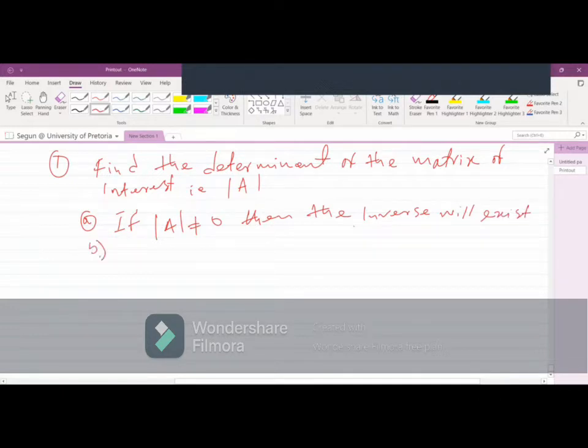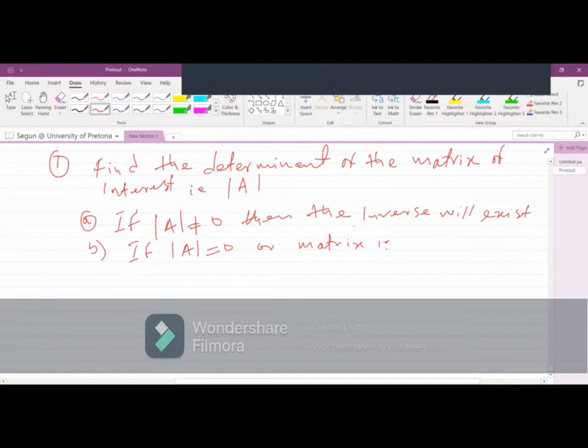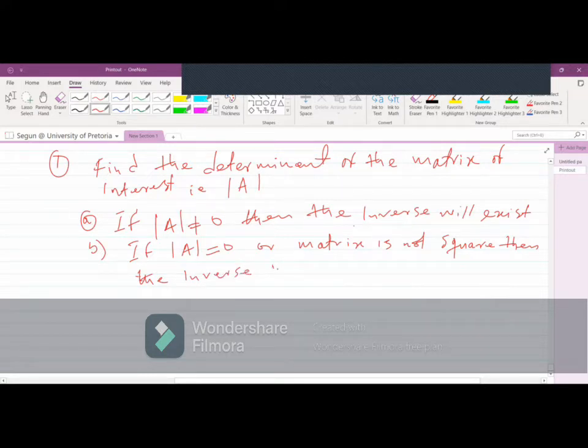Now, B. If the determinant of A is equal to 0, or the matrix is not a square matrix, then the inverse will not exist. Now, here is the question.